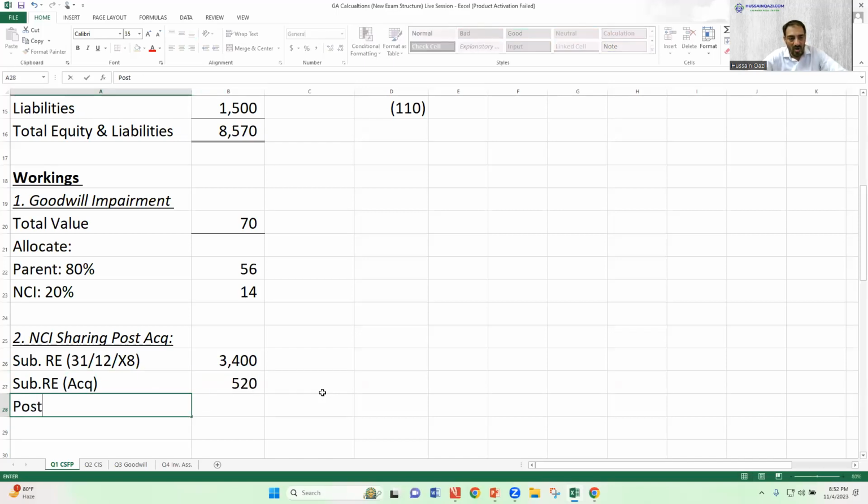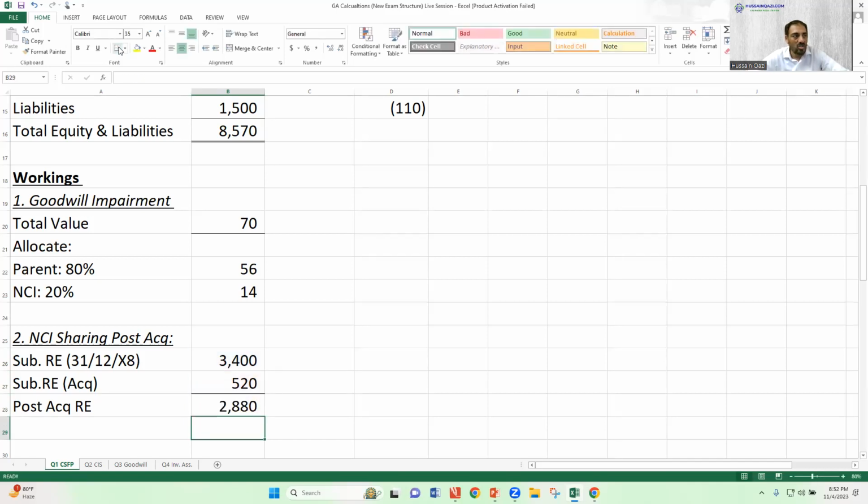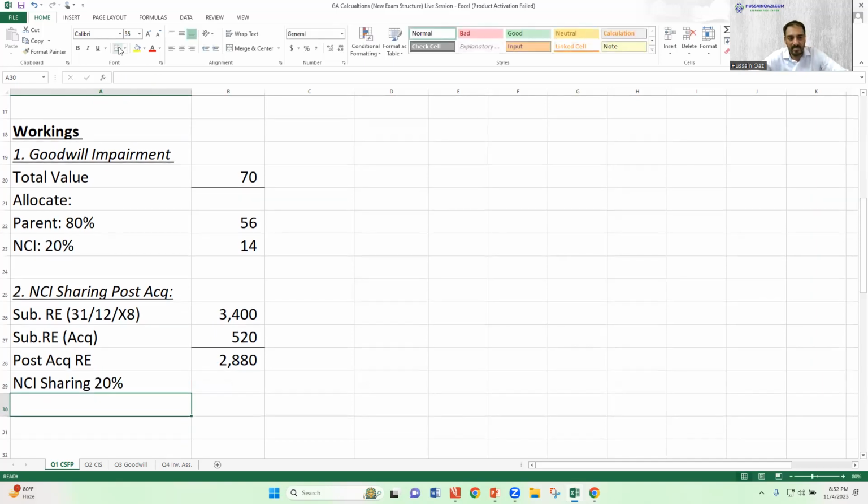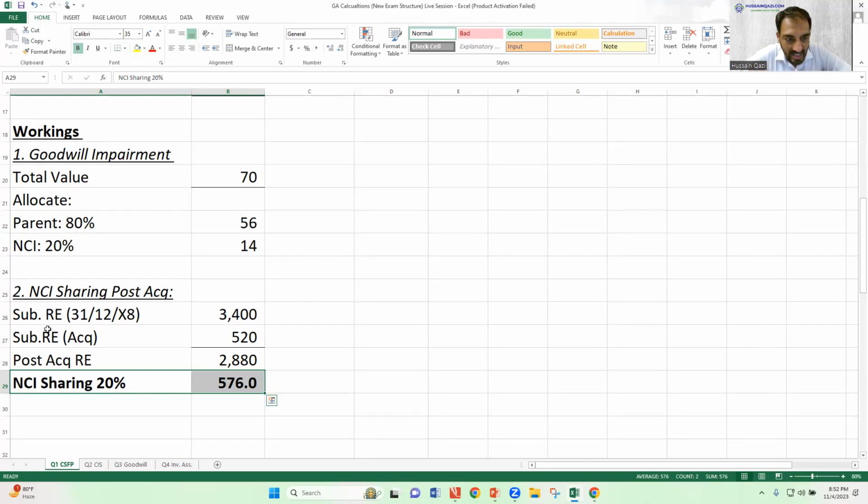So post-acquisition retained earnings equals 2,880. NCI sharing percentage is 20%. That equals 576. So this is another adjustment of NCI sharing.